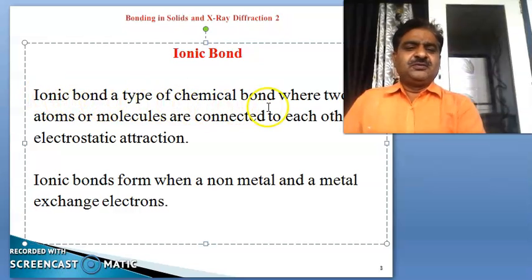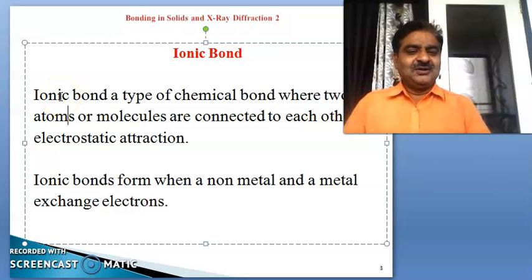Ionic bond is a type of chemical bond where two atoms or molecules are connected to each other by electrostatic attraction. What is ionic bond? No doubt it is a chemical bond in which two atoms or molecules are connected to each other by electrostatic attraction between them.